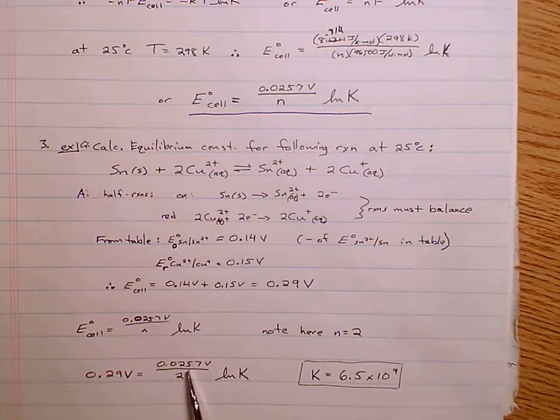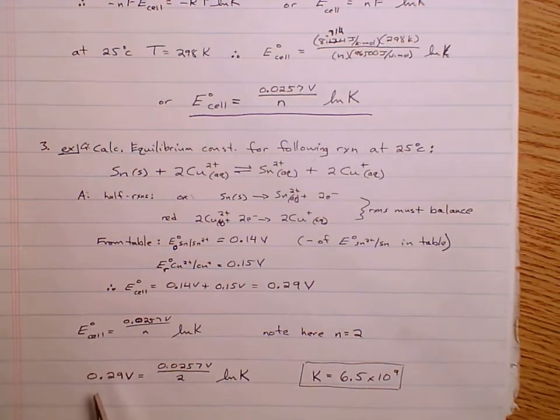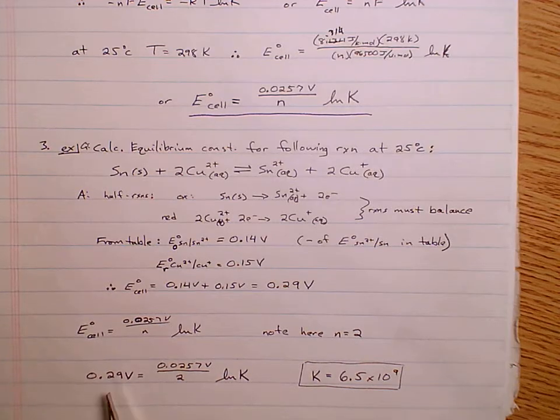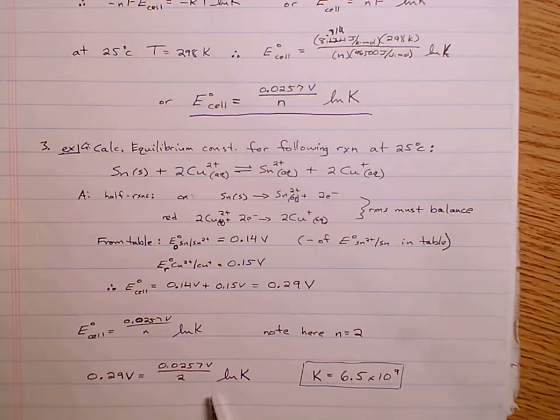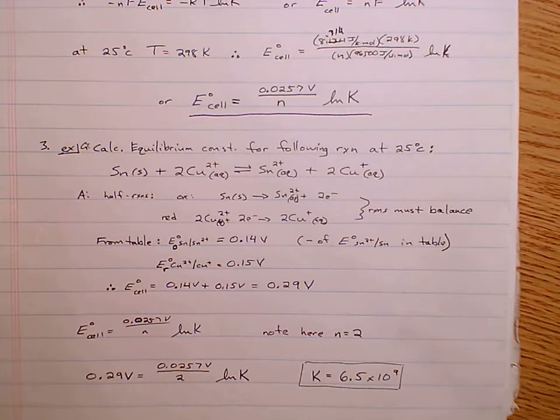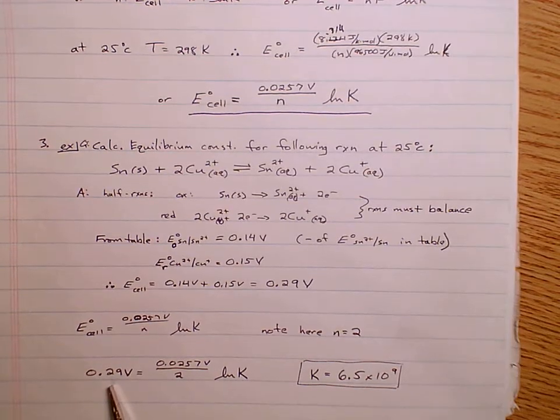Note you're going to get this number to the other side. You have to take 0.29, multiply by 2, divide by 0.0257, and then you'll have a number equals natural log of K. Remember, e to the natural log of anything is that thing. So e to the natural log of K would be K, so you're just going to take e to that number there.